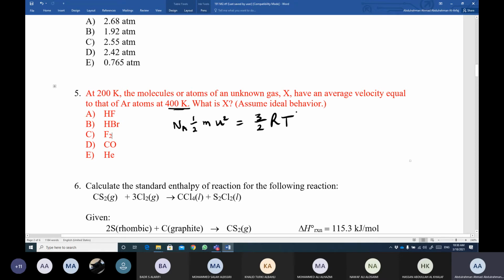So, Doctor, yes, we can use root 3RT over molar mass in kilograms. Yes, shouldn't we make them equal? Square root of 3RT divided by molar mass is equal to the same. Okay, let's go with that. 3RT over molar mass. Let's do this.